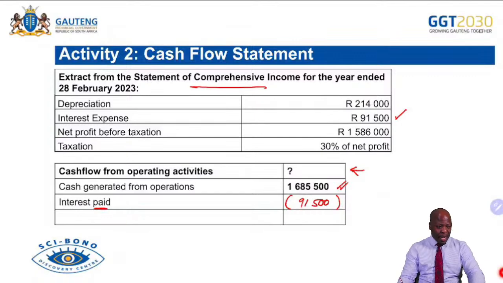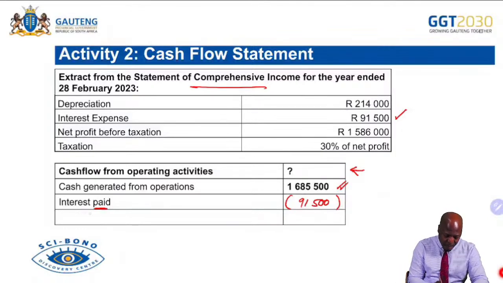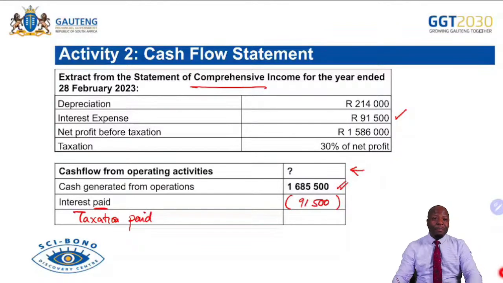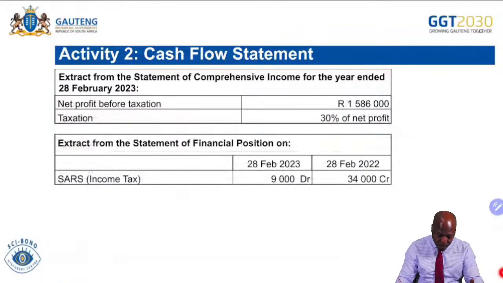After I've recorded my interest paid, what do you think becomes the next part? The next part is going to be taxation paid. So I know I'm going to come here and do my taxation paid. Let's go and look for information that has to do with taxation paid. All right, here's the information. We are given here net profit before tax, and the net profit before tax is 1,586,000. And then we're given taxation, 30% of the net profit.